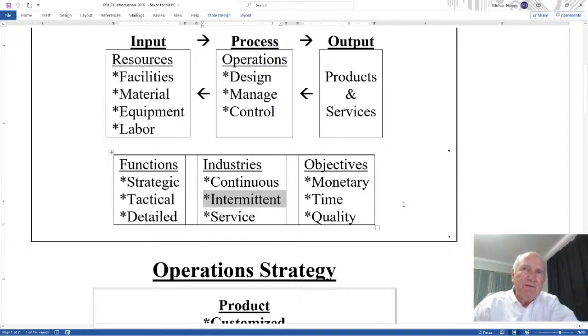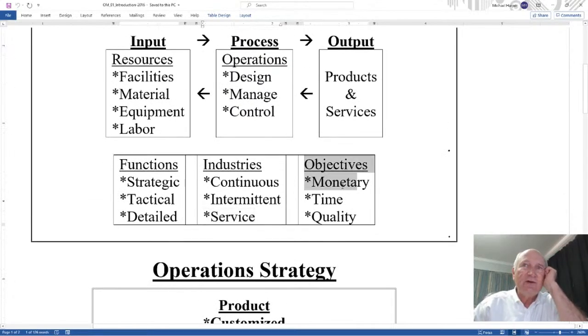Okay, and finally the service industry. A service industry is defined by when the customer is part of the operations. That is a good definition of a service industry. And we'll look at different kinds of service industries down here in operation strategy.